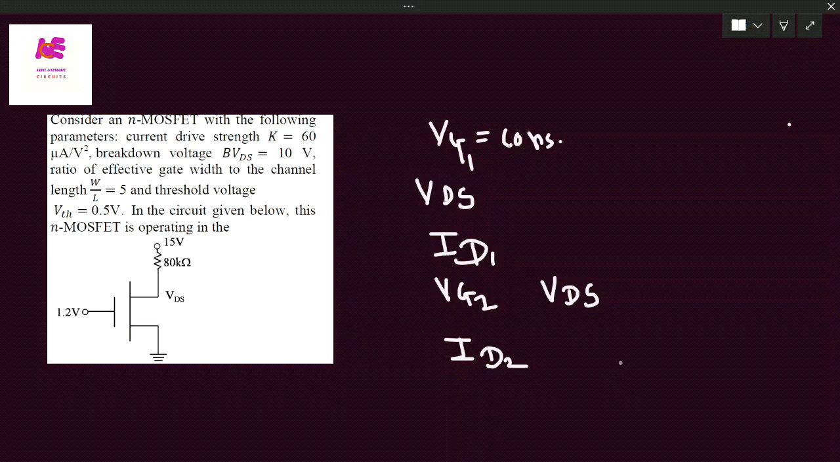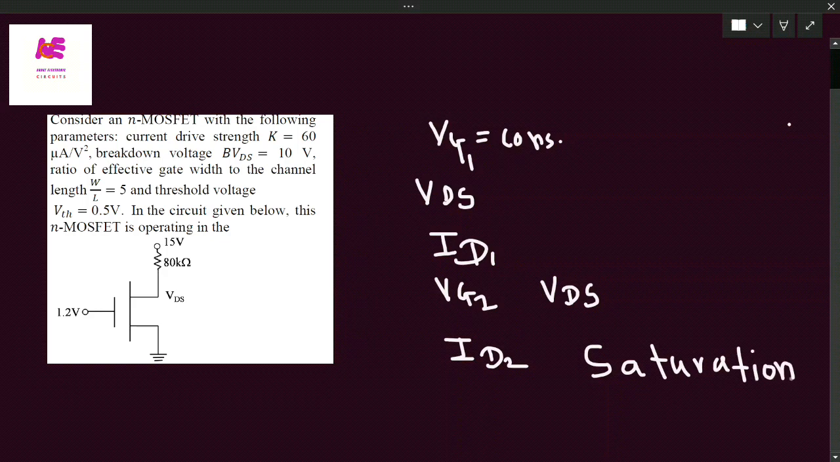So if you increase the gate voltage, the drain current will increase. But if you fix the gate voltage for a high VDS value, we are getting constant drain current, and this region is nothing but the saturation region. This region is nothing but the saturation region.